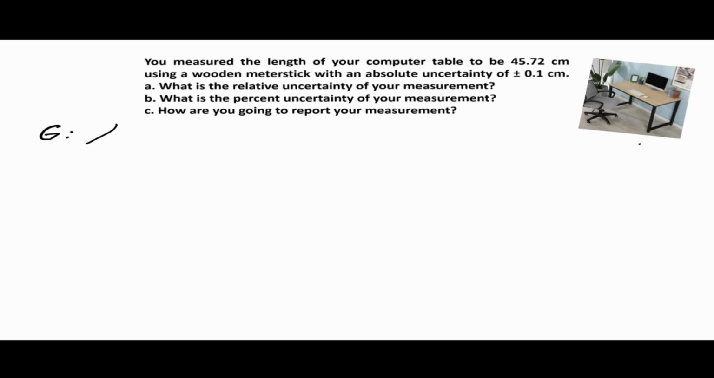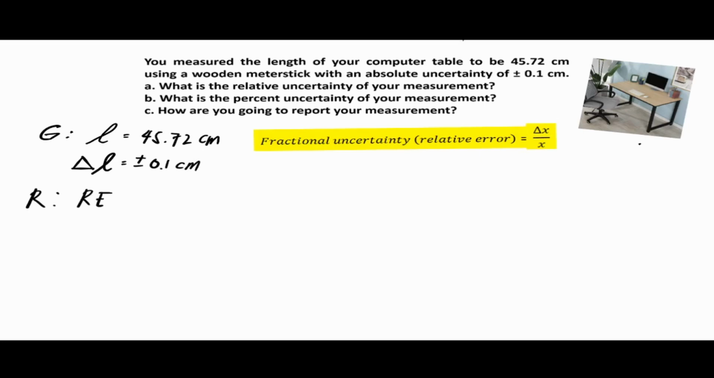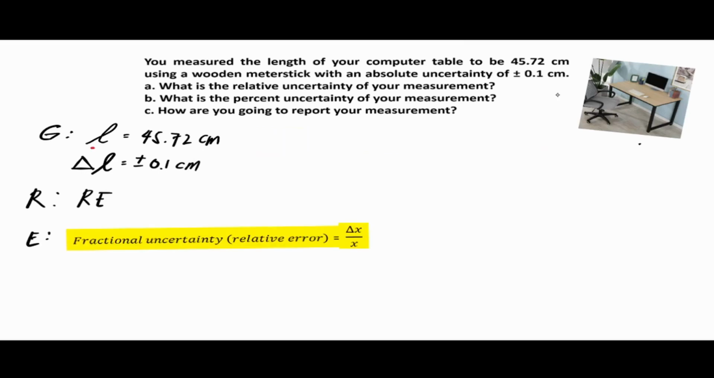We have given in this problem the measured length, which is 45.72 centimeters, with an uncertainty delta L equal to plus minus 0.1 centimeters. For letter A, we are required to solve for the relative error or relative uncertainty of our measurement. To solve for the fractional uncertainty or the relative error, we have this equation: delta x divided by x, wherein the measured length is our x and the absolute uncertainty delta L is our delta x.